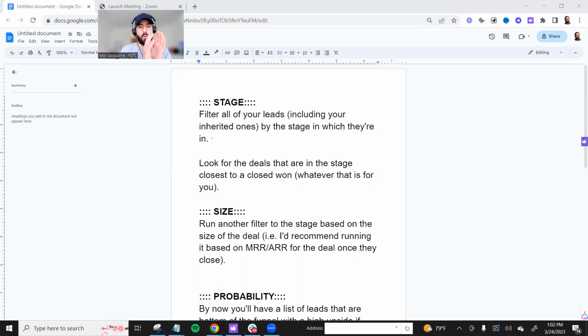Then once you have those leads filtered out by the stages, I want you to look for the deals or opportunities that are in the stage closest to closed won. Closed won would be the ideal stage where you want all the leads to go, but what's the stage before that? For some people, it could be proposal sent. For some people, it could be billing link sent or contract sent, whatever it is. Everyone has their own stage. So what's the stage closest to closed won? Step one, filter all the leads that you've got, the inherited leads plus the ones that you have, that are in the closest stage to closed won.